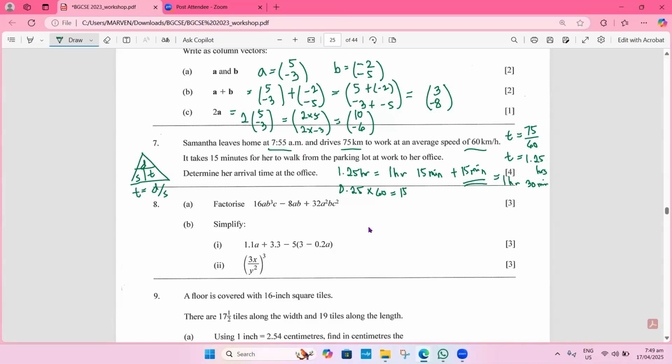Now we need to determine the time of arrival. So we just add 1 hour and 30 minutes to 7:55. So 7:55, and then you add 1 hour and 30 minutes. That is 9:25 a.m. Okay. Can you double check that? So 1 hour will be 8:55, and then plus 30 minutes. So that is 9:25 a.m.